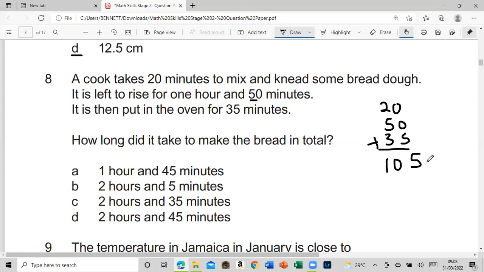minutes. But they gave us the answer in hours. So you're going to ask yourself, how many hours are in 105 minutes? Now we know that 60 minutes make 1 hour. So if you take out 60 from this, that's going to leave 45, right? You know that 60 minutes is an hour. So let's just take out 1 hour first and see how much is left. So it's 1 hour plus the 45 minutes.